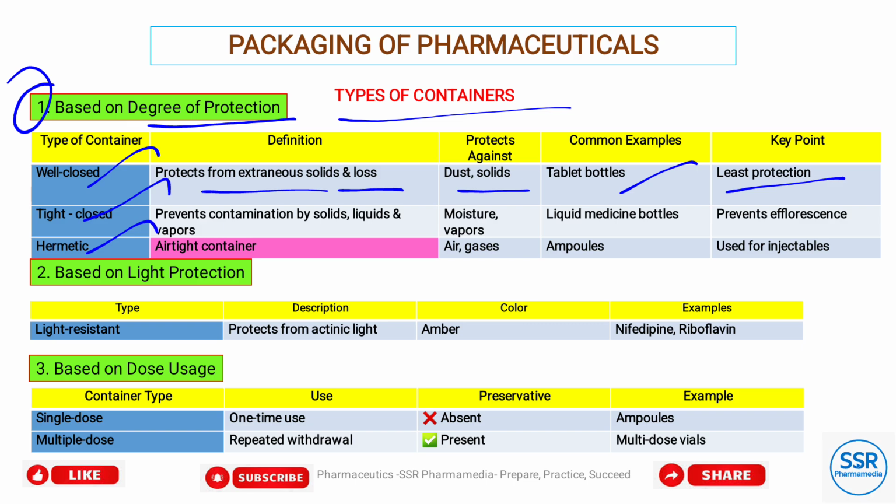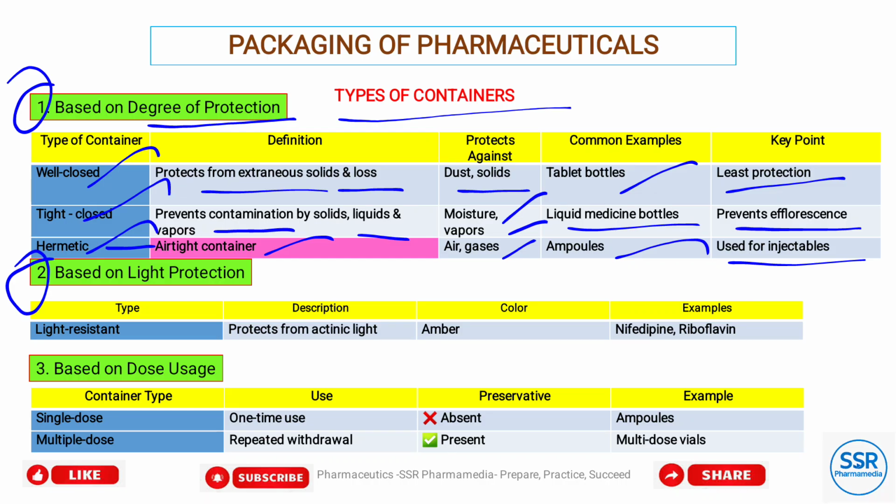And tight closed containers prevent contamination by solids, liquids and vapors. So it protects against moisture and vapors. In this type, examples are liquid medicine bottles. It prevents efflorescence. And hermetic containers are airtight containers, so it's also called airtight container. It protects against air and gas exchange. An example is ampoules. It's mainly used for injectable preparations.